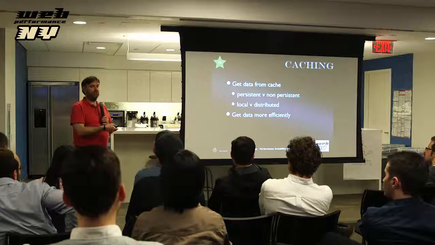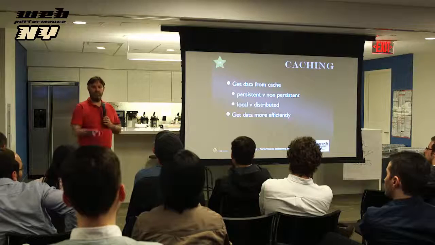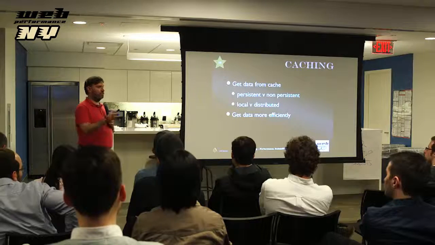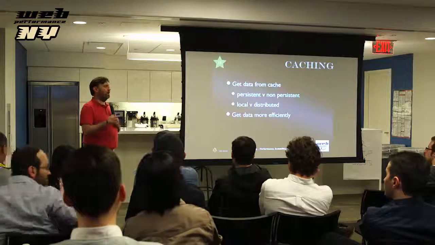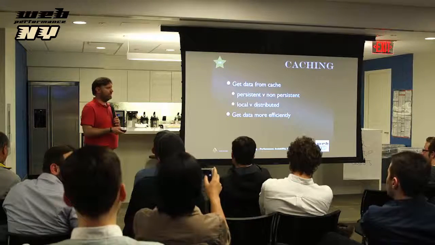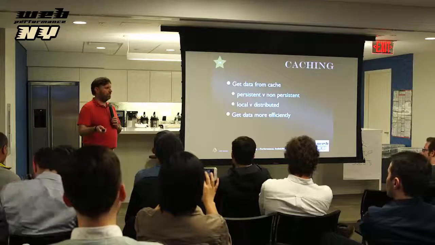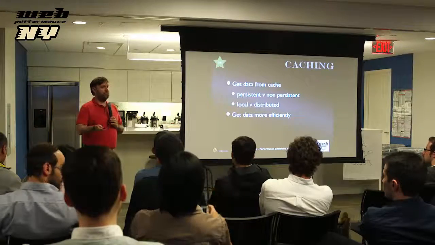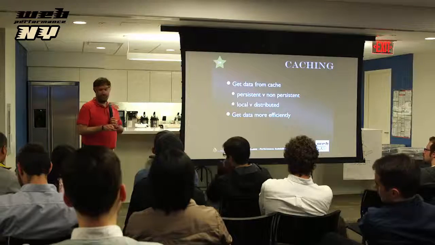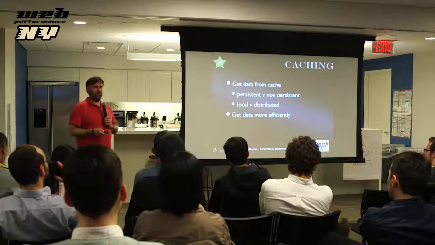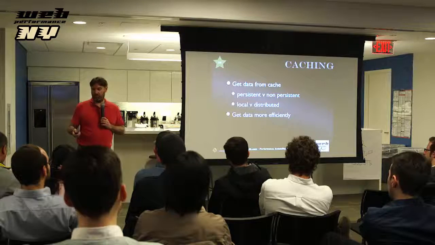So is that cache a persistent or non-persistent cache? These are important characteristics. Persistence is something like Redis append-only mode. Non-persistence is like memcache, for example. Is it local on the server that you're connecting to, or is it a distributed cache? This is important because local is no network round trip, whereas distributed is a network round trip, and I'll discuss this in a little bit more detail later. And you just want to get data more efficiently, so you can have less overhead in what you want to do.